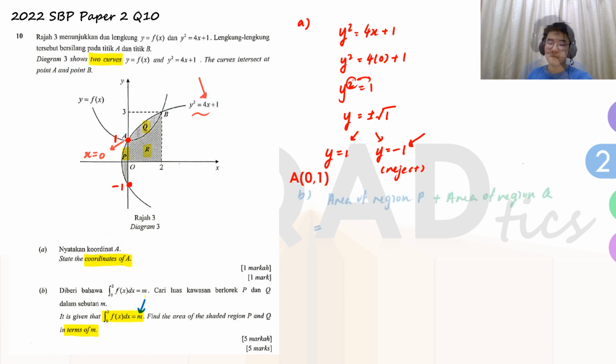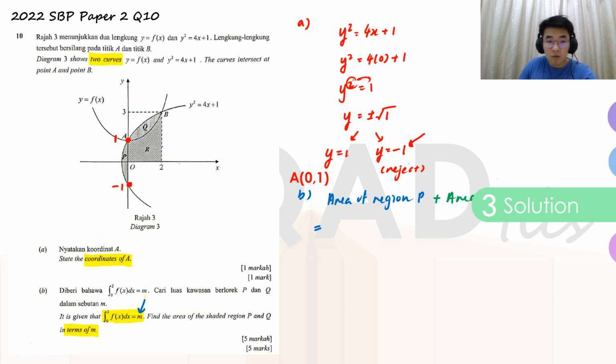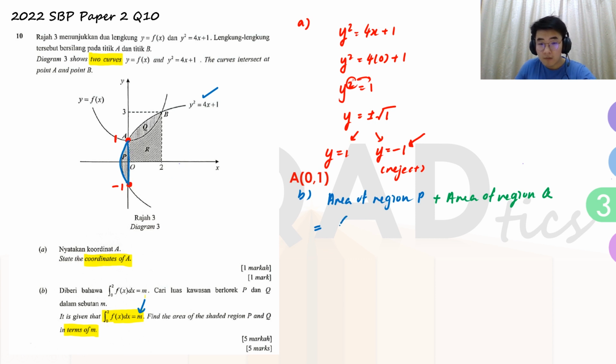find the area for P and then find the area for Q. For region P, you notice that it is bounded by two lines. One is this curve, and one is the y-axis. So this is the shape of the region. And if you look from the right side, you can see that this region P is under this curve. So to find areas under any curve, we need to use integration.